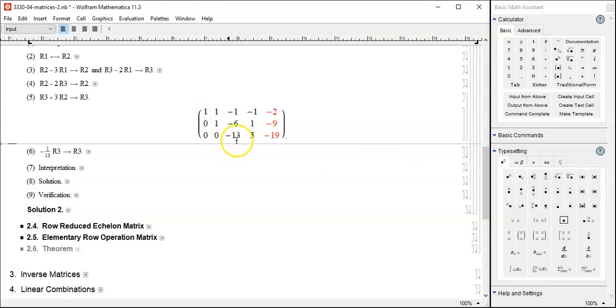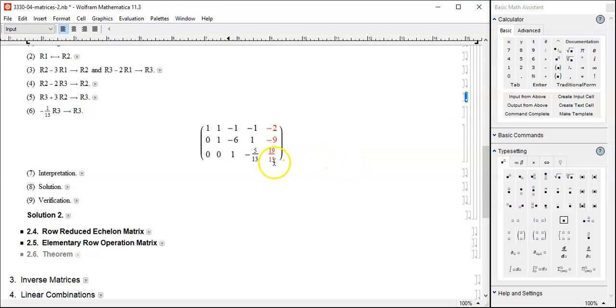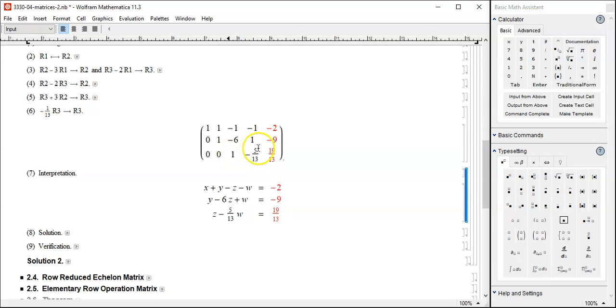Divide everything by negative 13. Not everything, excuse me, row 3. And this is what we get so far. So, what's the interpretation of this augmented matrix?